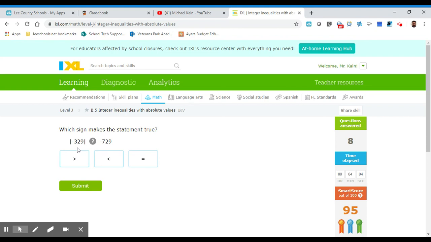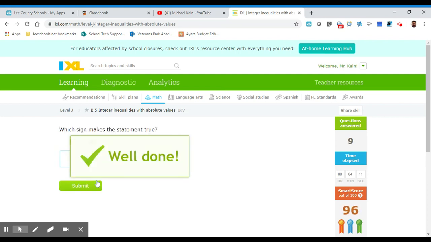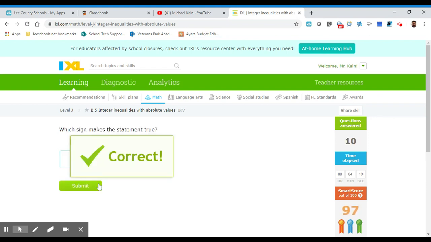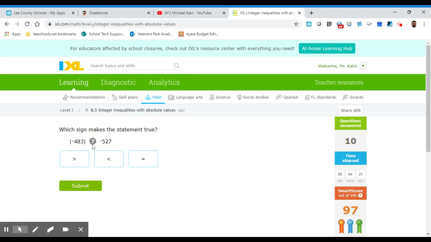So this is 329. This is negative. So positive is going to win in terms of being larger. Okay. So positive 977, positive 977, these are equal. All right. 483, negative 527, the positive wins. Positive 739, negative. So positive is going to win. And one more. We have positive 204 and we have 604. 604 is definitely the larger one. There's our 100.